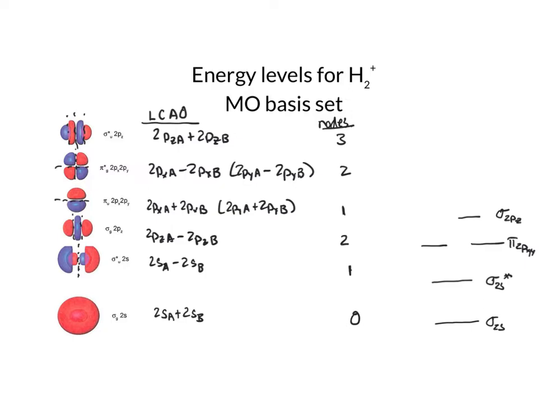And then we have the antibonding that has two nodes. So that's going to be the next energy. So pi antibonding made from 2px or 2py. And then finally, the last one with three nodes would be the sigma antibonding that's made from the 2pz. So in general, this is the order of energies for our molecular orbitals.